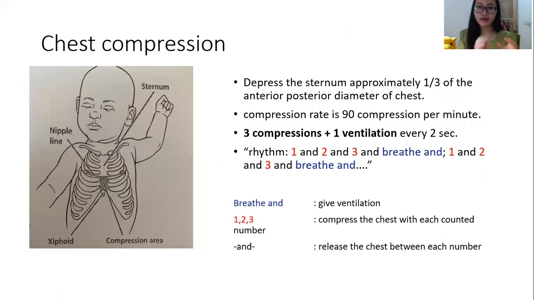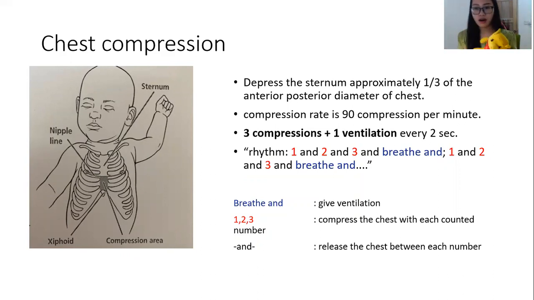And the chest compression is very different compared to adults. In neonates, the landmark is different. So we have to identify the area to compress, which is at the sternum here, approximately 1/3 of the anterior-posterior diameter of the chest when we are pressing the baby. And the rate of doing this chest compression is 90 compressions per minute, 3 compressions with 1 ventilation in every 2 seconds. And it should be done by 2 assistants. One is going to do the compression, another one is going to bag the baby.